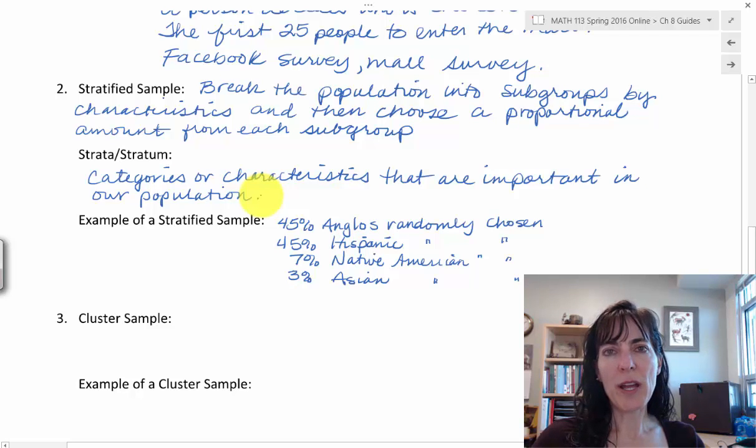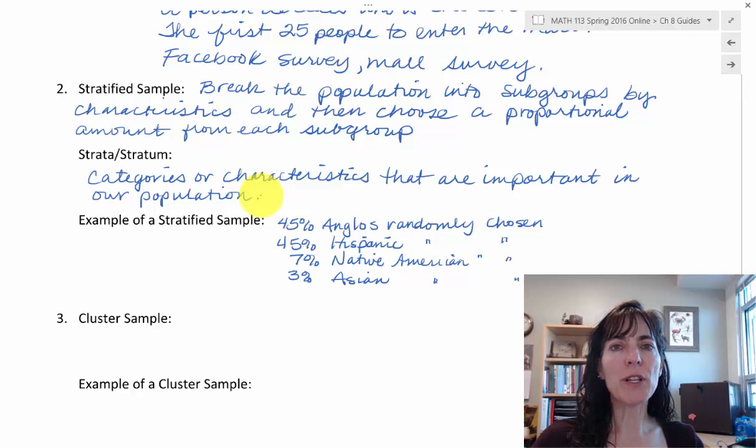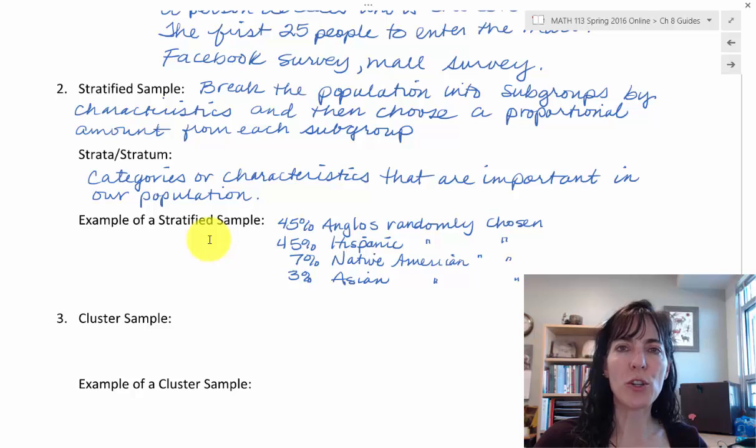The strata or stratum are categories or characteristics that are important to our population. If ethnicity is not an important criteria for the population that you're considering, then you wouldn't use it. But generally ethnicity is important because we have different traditions, and we have sometimes different manners of speaking, sometimes we have different cultures.